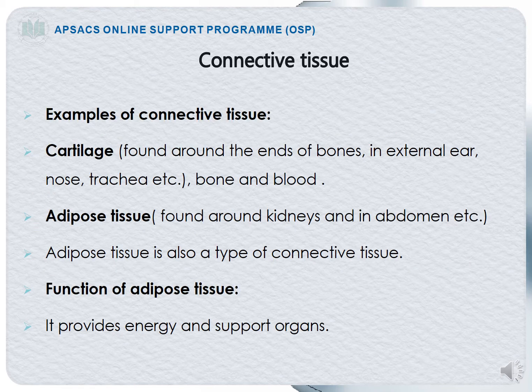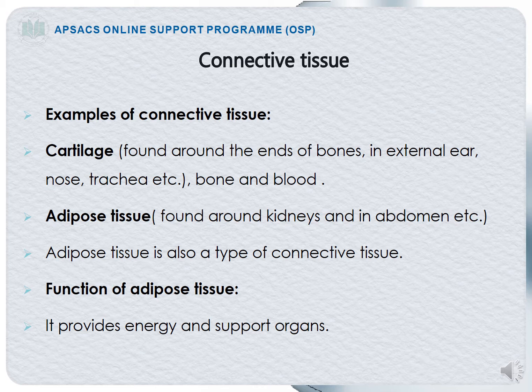Now examples of the connective tissue. The first example is cartilage. Now you all know that cartilage is a kind of soft bone that is present at the end of the bones. It is found in the external ear, like when you touch your ear, your pinna. So it is made up of soft bone, and this is called cartilage. It is also present in the nose, in the trachea, etc., in bones and blood too.